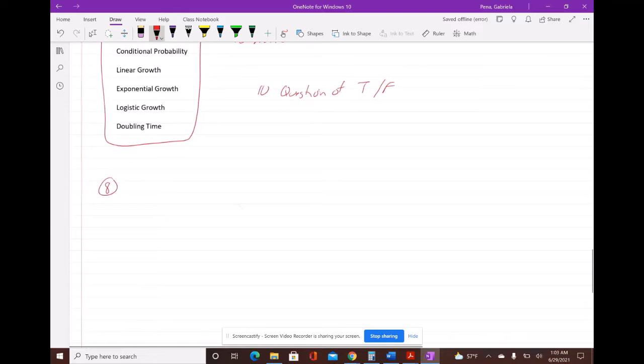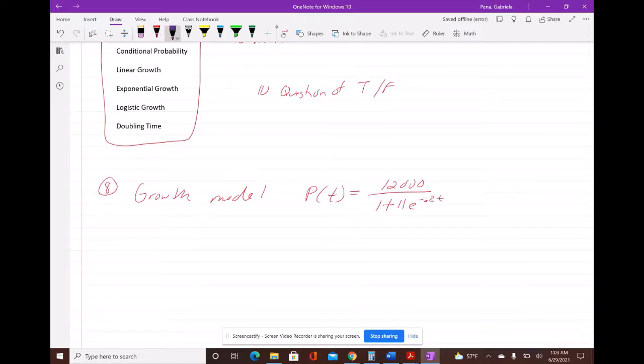8. They're going to give you a growth model. And they're going to give you something like this. P of t equals 12,000 over 1 plus 11e to the negative 0.2t. And they're going to ask you a couple of questions. First question is, do you know what is the carrying capacity?